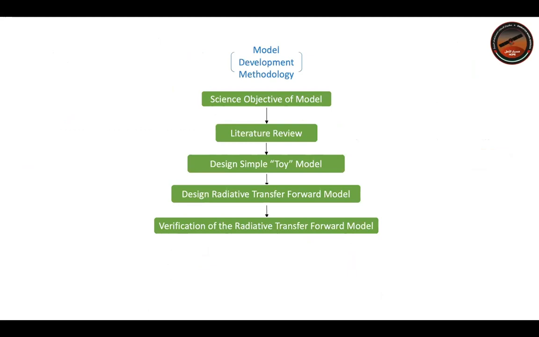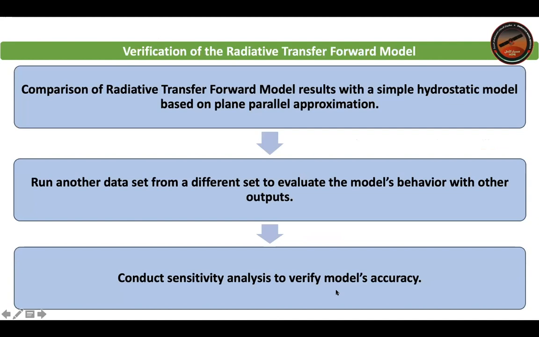So verification of the radiative transfer model: how can we verify that this model is working, since we created this model? The approach that we took was comparing the results from the radiative transfer model with a simple hydrostatic model based on the plane parallel approximation. We are checking whether everything comes in line and whether they follow the same patterns. Another thing that we did was run another data set from a different source, so different data from MGITM.